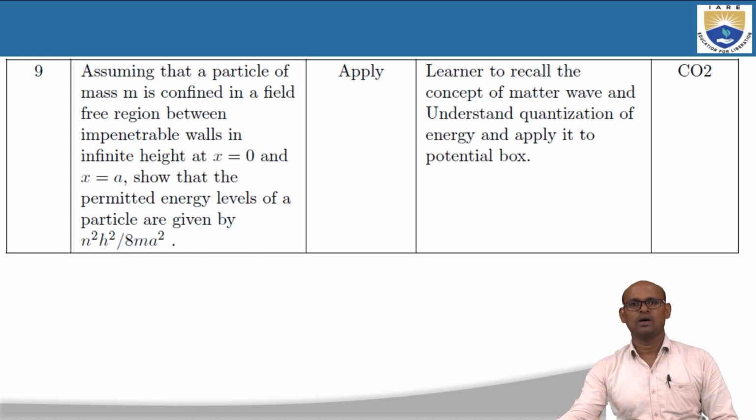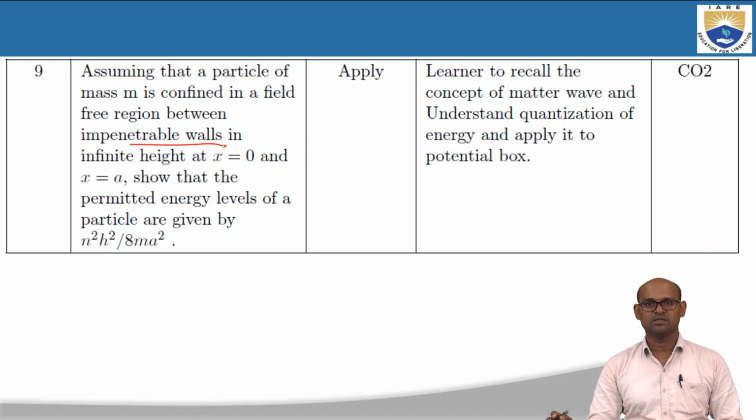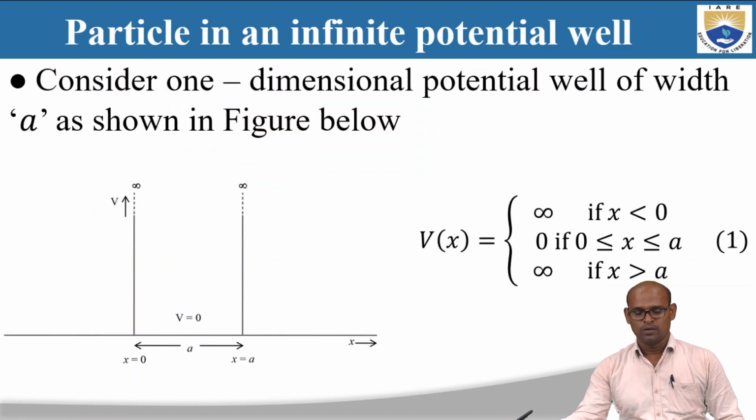Assuming that a particle of mass m is confined in a free region between impenetrable walls of infinite height at x equals 0 and x equals a, show that the energy levels of a particle are given by n²h²/8ma². We are going to derive this equation for energies.